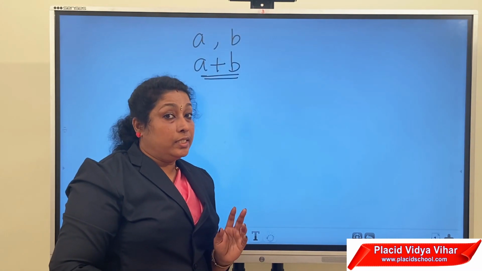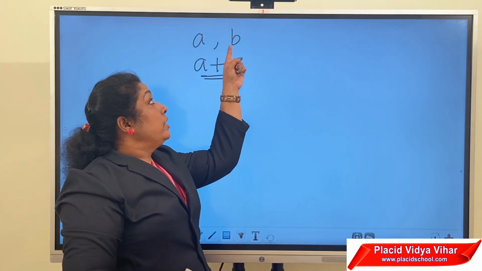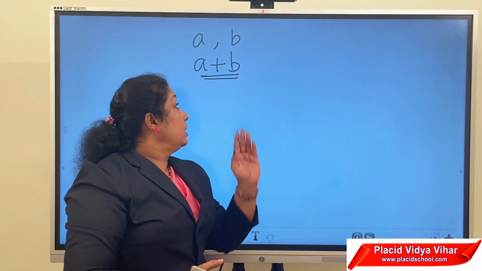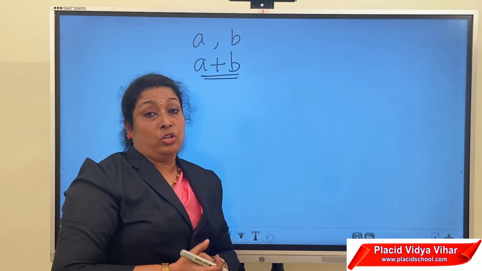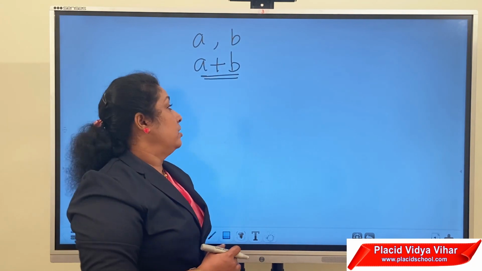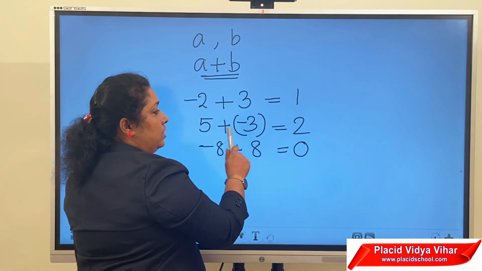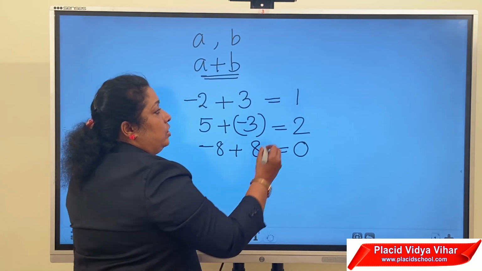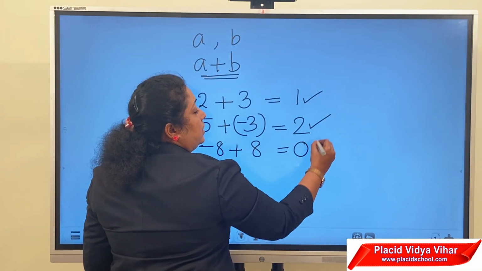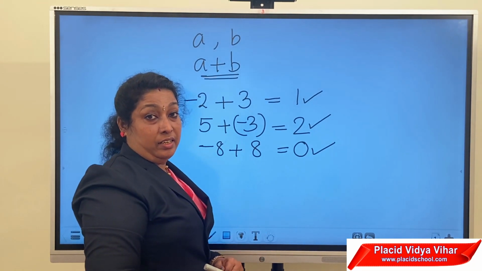Now we can discuss what the closure property of integers is. Closure property of whole numbers we have studied in class 6. So first let us do the closure property for addition of integers. That is, we can check if a and b are two integers, then a plus b is an integer or not. Let's do some examples and check. Here look, all the answers are also integers. Here 1 is an integer, 2 is an integer, 0 is also an integer. So closure property is satisfied for addition.